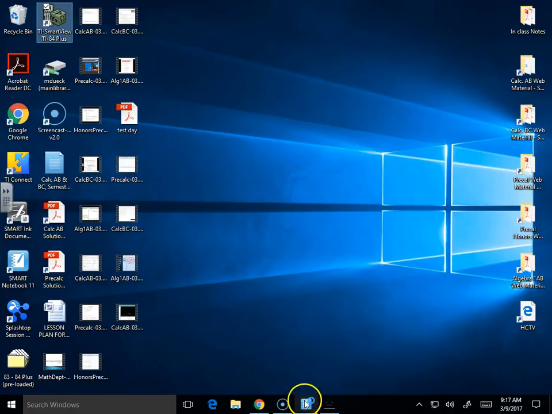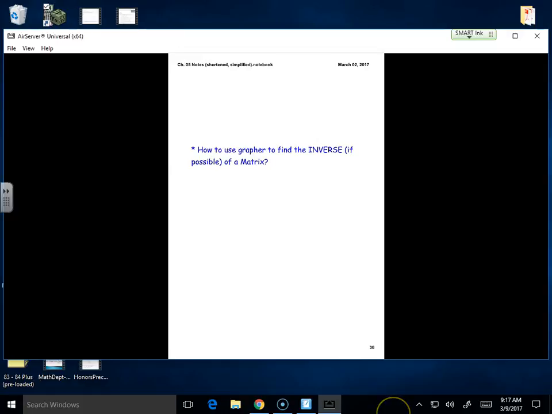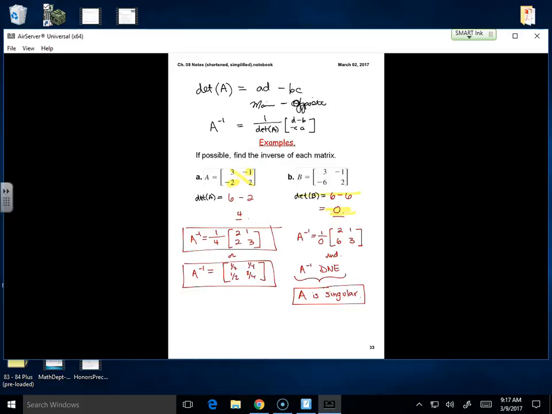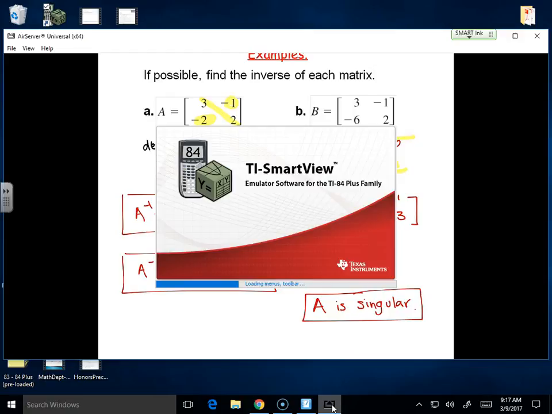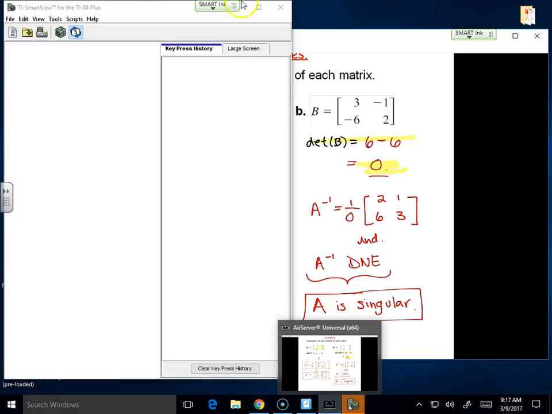Let's put in that last matrix we were working with. How can we use our grapher to find the inverse? You don't necessarily have to write this in your notes. But let's try to find the determinants of each of these. So put in A and put in B. Let's see what the calculator is going to do with them, how it's going to show us a non-existent inverse. First of all, how to find the inverse.